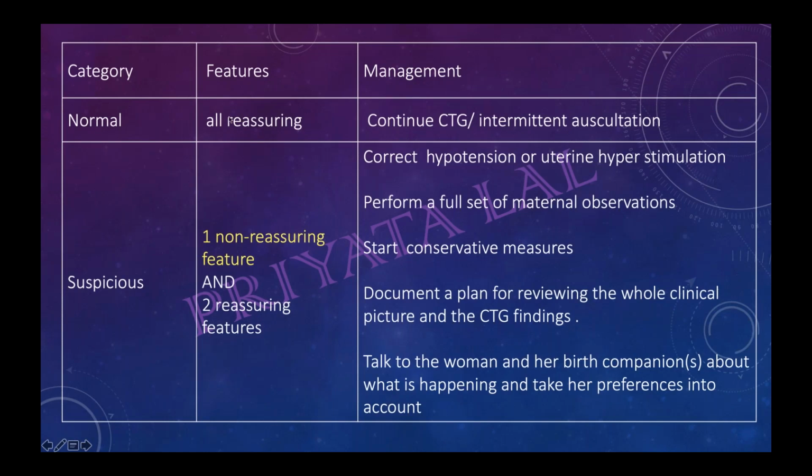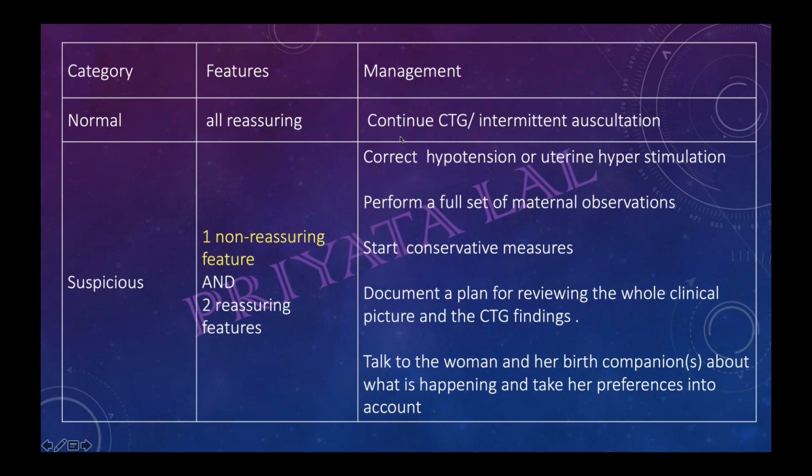Now, normal: if all reassuring features are there, then if we have any indication for CTG, we will continue. Otherwise, we will stop the CTG and start with intermittent auscultation. For Part 2 people, it is important to know, because sometimes you will get an answer key, continuous CTG or intermittent auscultation. So here you will get help.